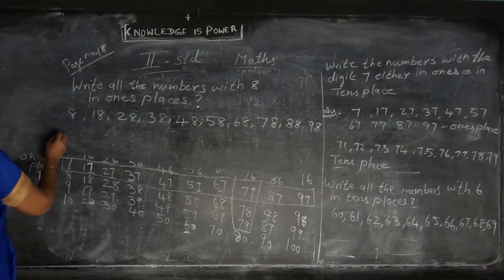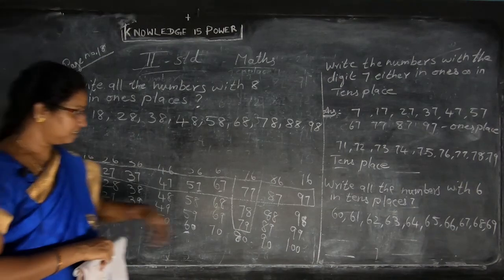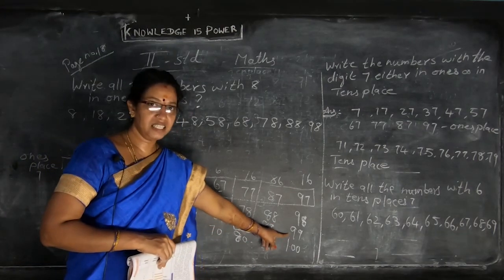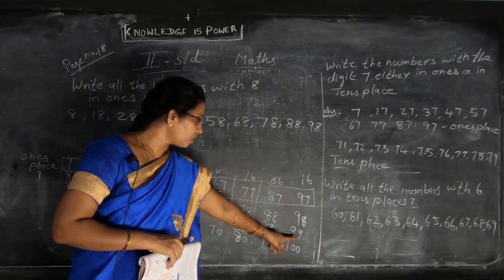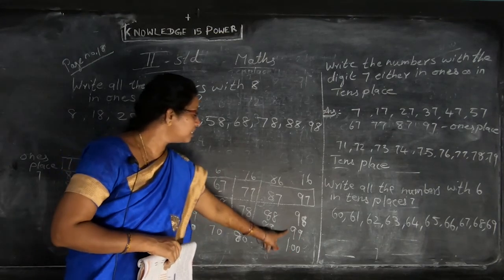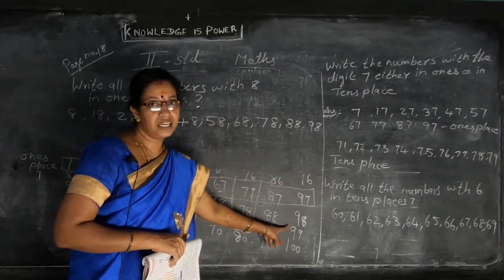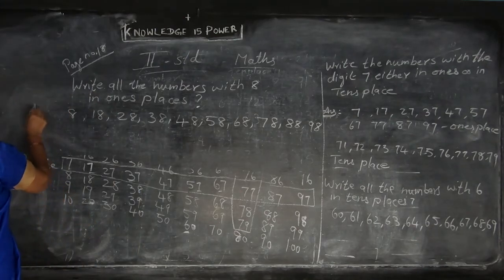Now, which is the number with 9 in both tens place and ones place? See here, 99. Same number is there in ones place also, tens place also. So this is the number 9. Okay, both in ones place and tens place.